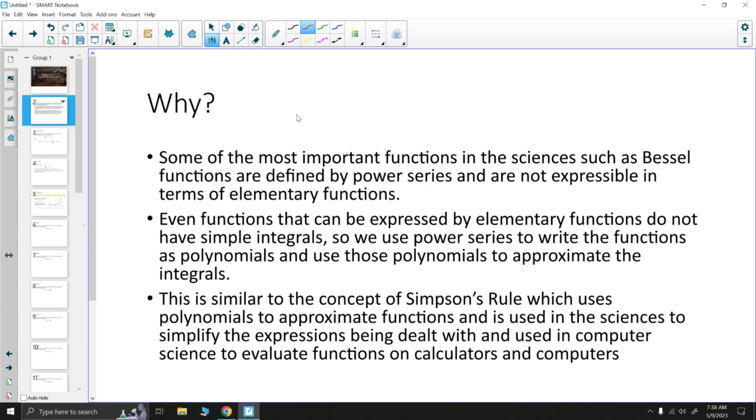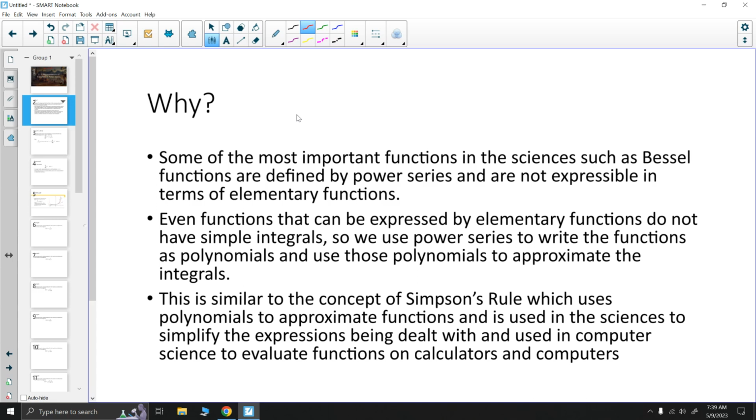But even functions that we can write as an elementary function don't necessarily have some simple integral to integrate them with. Like we can differentiate most anything, but integrating things, sometimes we run into issues. So even if we can write some function, we might not necessarily know how to integrate it without converting it into a power series. And essentially, the idea here is we can write our function as a power series, integrate it, and that power series is functionally a polynomial. And when you integrate a polynomial, we get another polynomial.